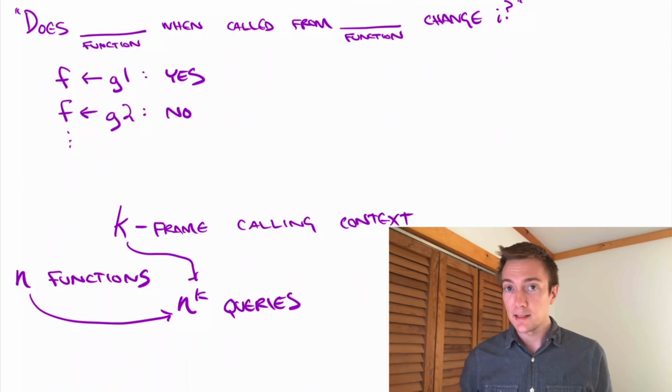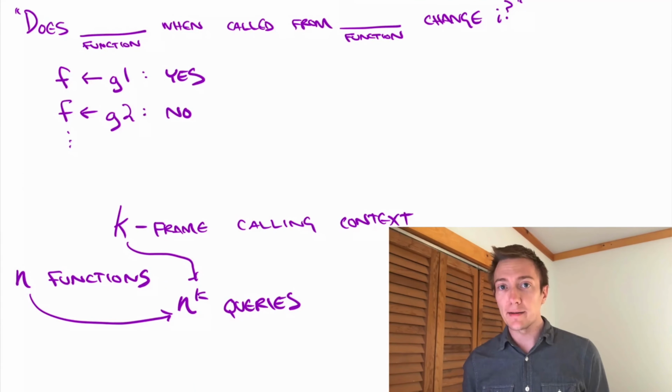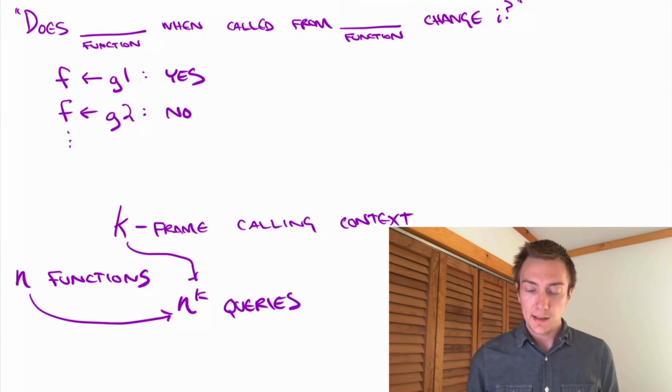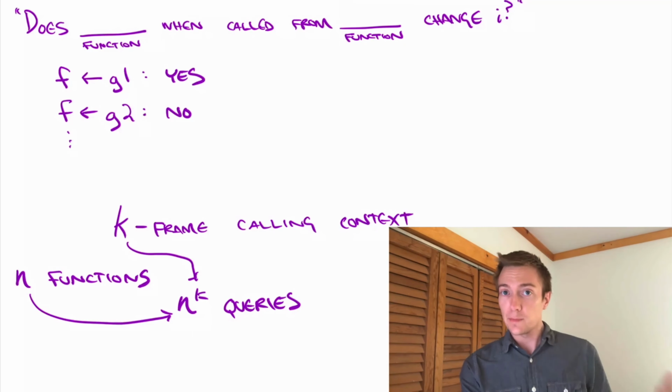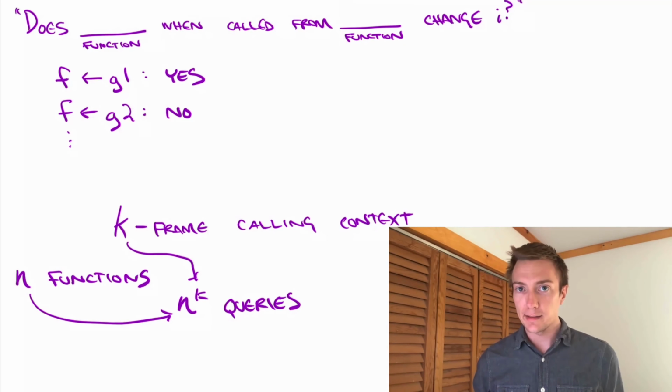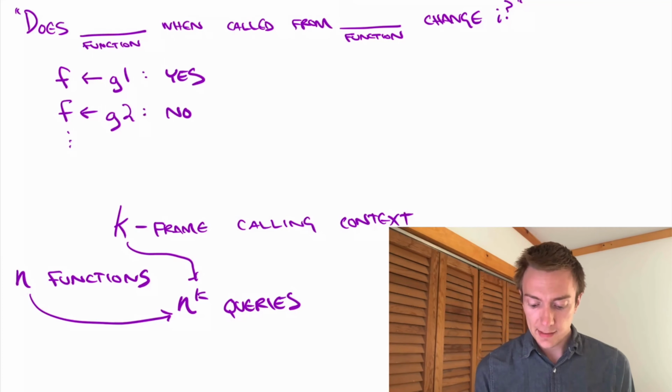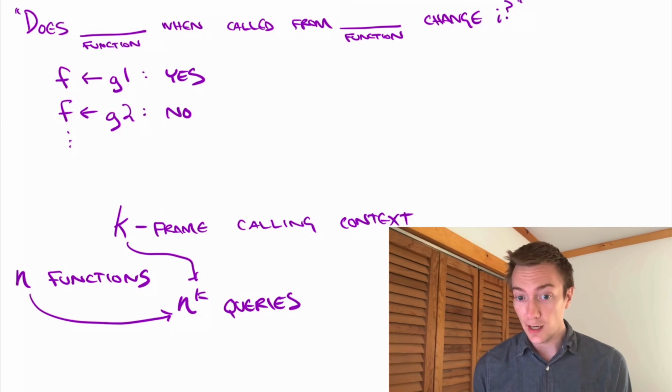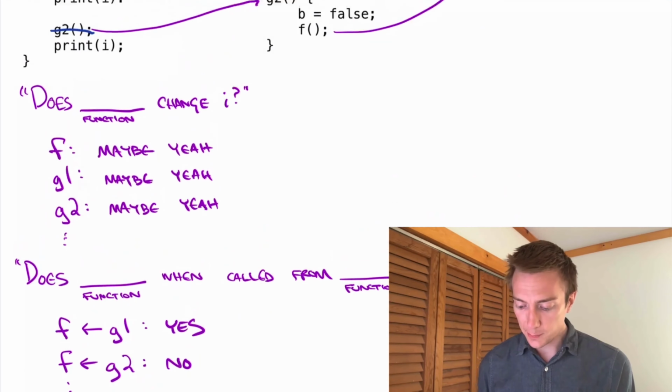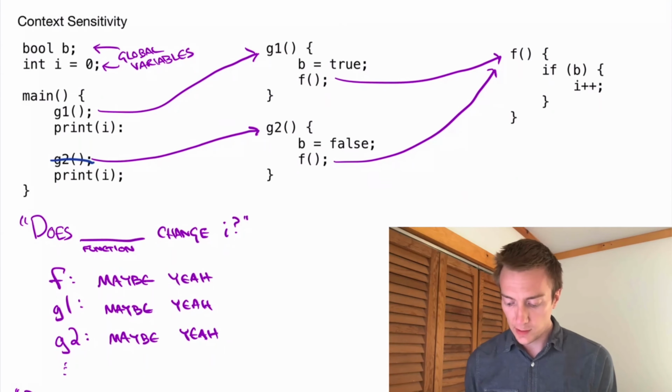Instead of just asking, does this function modify I for every function, let's ask, does this function, when called from this other function, modify I? So we're going to have different questions now. Instead of just asking, does f possibly change I, we will ask, does f change I when it's called from G1? So now it is possible to do more interprocedural reasoning.